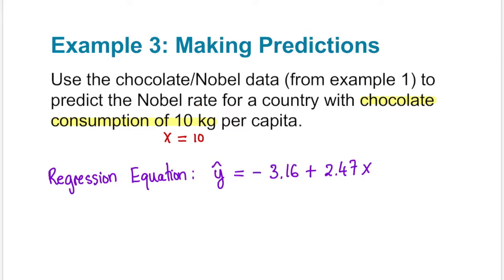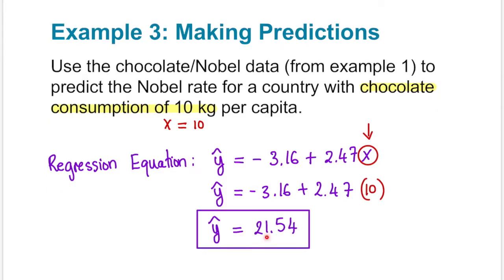To predict the Nobel rate when x is 10, I am going to substitute 10 in for x. Y hat equals 21.54. What does that mean? It means that when x is 10, the predicted y is 21.54. This is not the actual y value. This is only the predicted y value using this model right here.